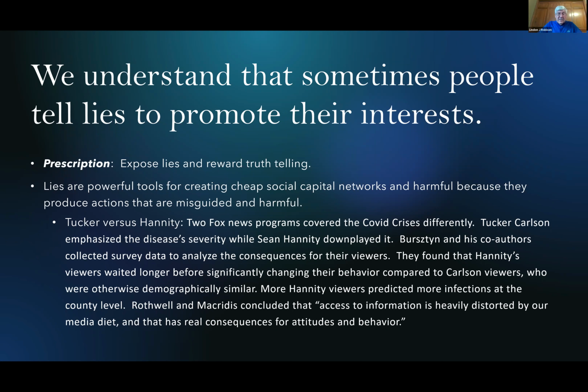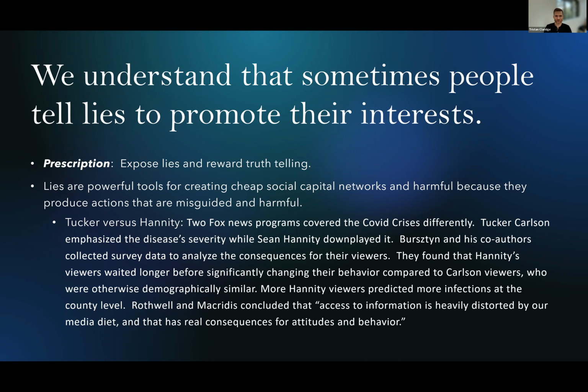And the more recent example is the big lie, whether or not the election was stolen in the US, leading to the January 6th storming of the US Capitol. So telling lies has consequences, and we need to invest resources and effort to make sure that the truth gets out. Lying and truth-telling is so important because so often these lies are used to create cheap social capital.